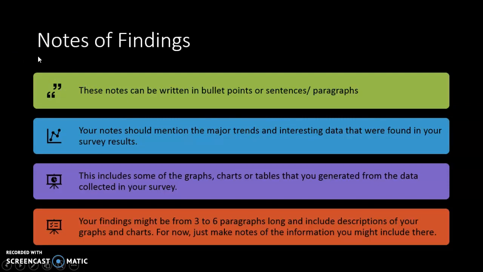Then you've got your notes of your findings. You can write this part as notes with bullet points or sentences or paragraphs or a mixture of all of those. It's up to you. Your notes should mention the major trends and interesting data that you found during your survey results. You don't want just lists of numbers. You want to just talk about what's interesting. And this will include a couple of graphs or charts that have been generated from the data from your survey. Basically your findings is going to end up being about 3 to 6 paragraphs long, including descriptions of your graphs and charts. But for now, you're just making notes and points, so it doesn't have to be that long, but just so you know that that's where you're going to end up.